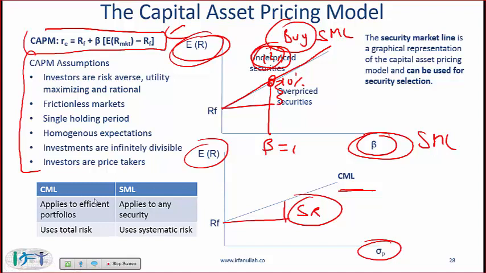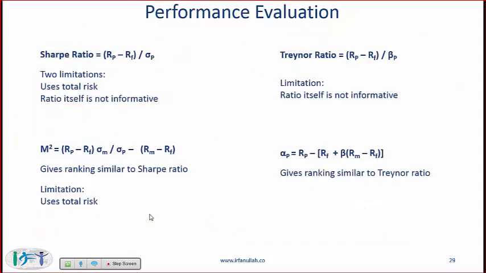All right. The CML applies to efficient portfolios. Remember, when we came up with the CML, we had the efficient portfolio and it uses total risk. SML applies to any security and uses systematic risk. So those are the major differences.